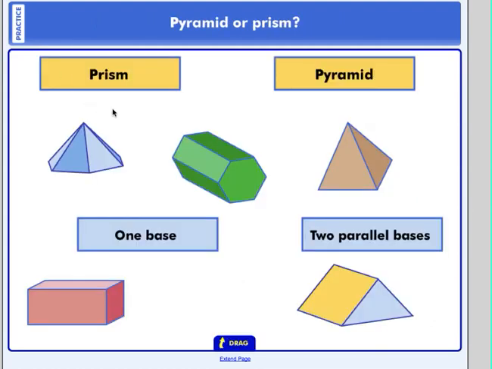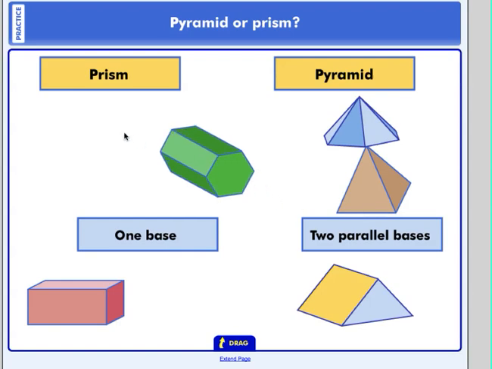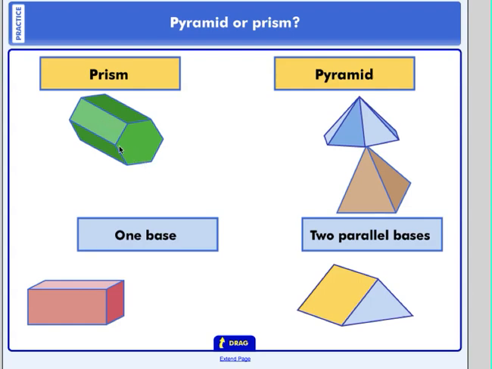Now, which ones are pyramids? Which ones are prisms? How about this one right here? Prism or pyramid? It has one base and an apex or vertex on the opposite side, so it is a pyramid, right? How about this one right here? Prism or pyramid? Pyramid, correct. How about this one right here? Prism, right. And its base is in the shape of a hexagon, so we call this a hexagonal prism.